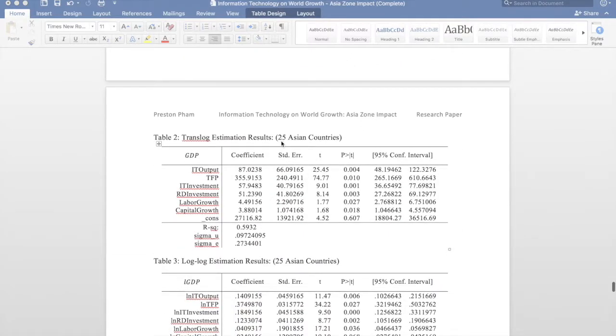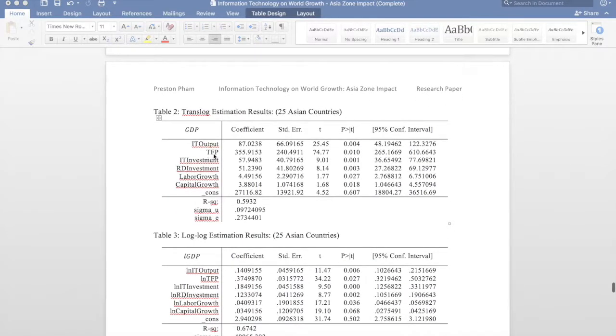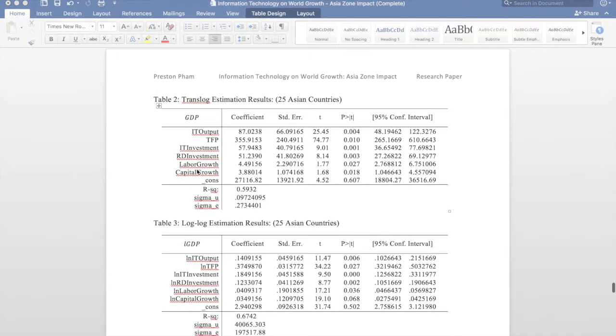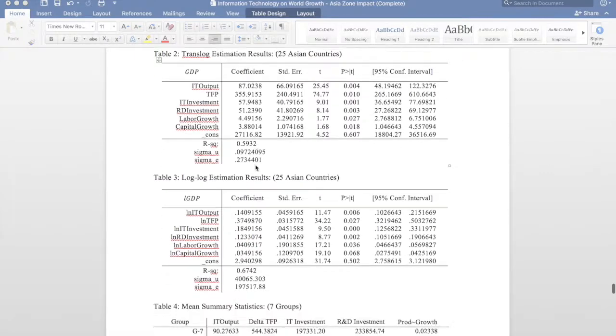This one I limited down to only 25 Asian countries, just to see specifically how much impact IT has on their GDP. So I see here that it does have positive correlations, and it's within the 95% confidence interval, and the p-value here is less than 0.05, which is a good p-value. It does have significance for TFP and IT investment, while labor growth and capital growth have very low coefficients down here.